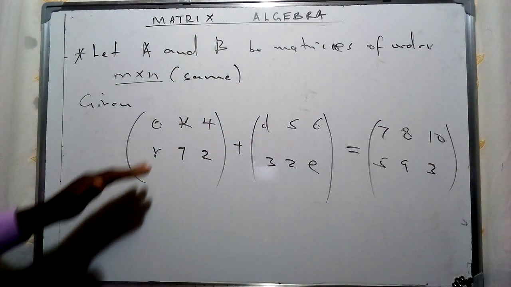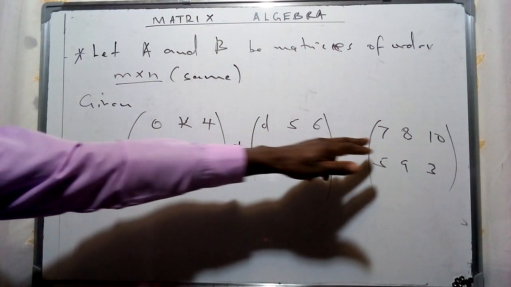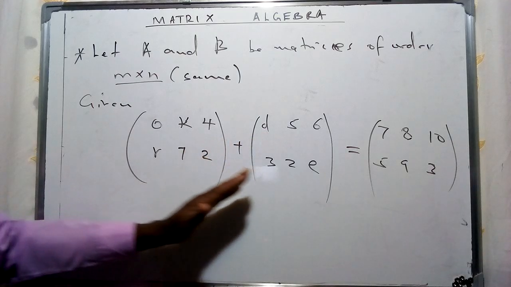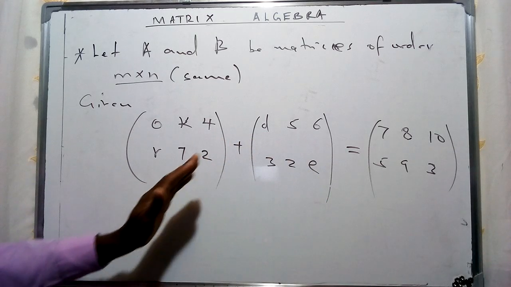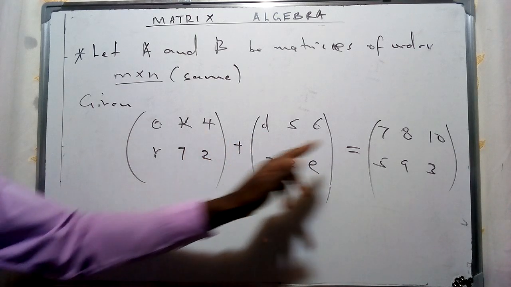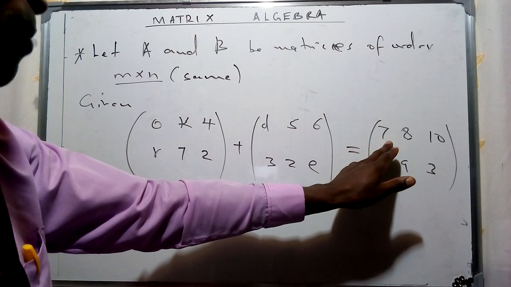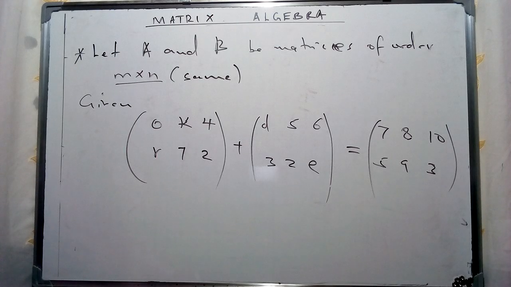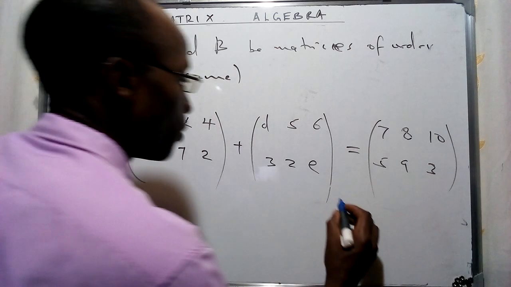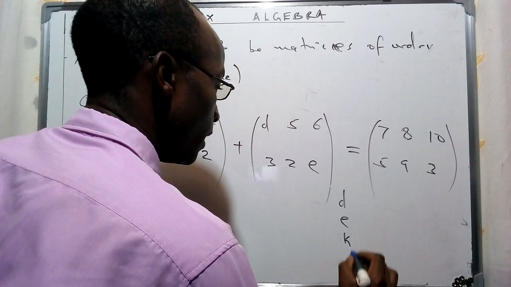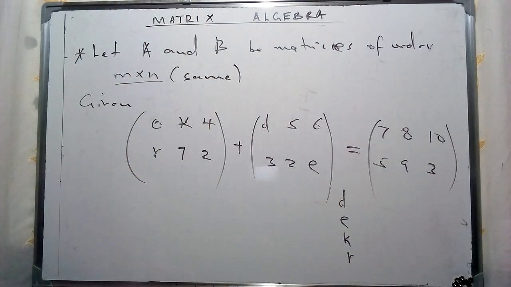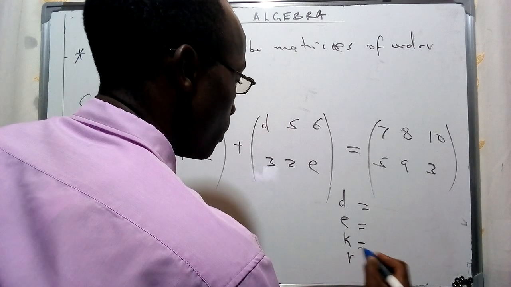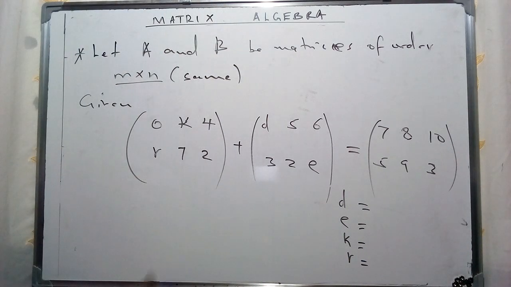So this implies that the addition of the two corresponding entries of the matrices on the left side of this equal sign is going to be equivalent to the individual entries of the result, the corresponding matrix which we have been given. So in this case, we shall have a way of finding these specific values: D, E, K, and R, and try to see how we can use that idea for finding these specific entries.